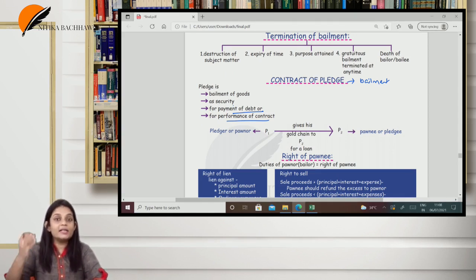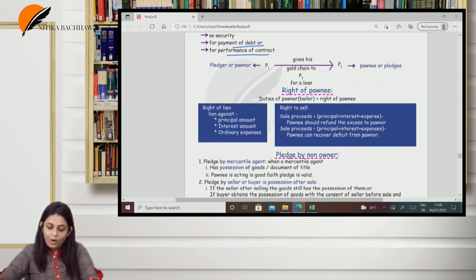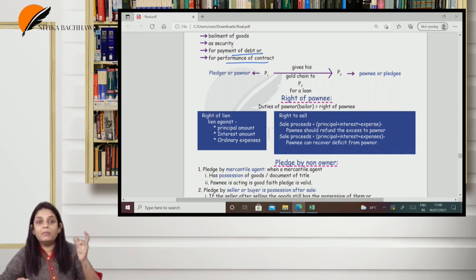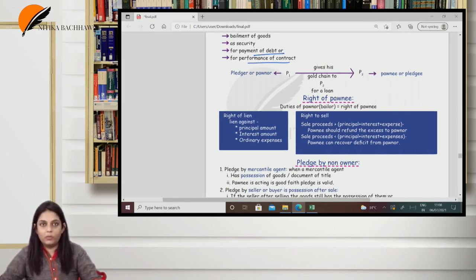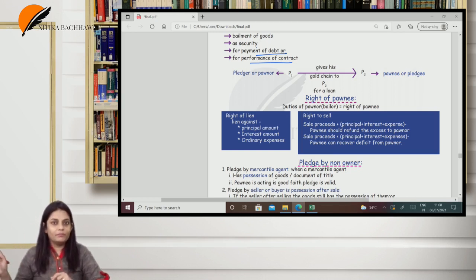So here the rights of the pawner are the same as the rights of the bailer. The duties of the pawner are the same as the duties of the bailer, and the rights of the pawnee are the same as the rights of the bailee, and the duties of the pawnee are the same as the duties of the bailee. Okay. Now apart from that there are two more rights of the pawnee here, which were not given in bailment. First of all, he has a right of lien. Ma'am, right of lien was also there. Yes, right of lien was also there, but here it's a little different.